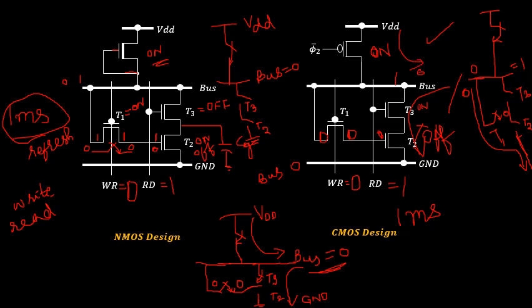If the bus was equal to 0, storing a value of logical 0, the read operation would have taken the path like this. That is, it would have been in a state of logical 1, or logical high state, or VDD. So this is regarding the operation of the CMOS as well as the NMOS design followed for a 3 transistor type of dynamic memory cell.